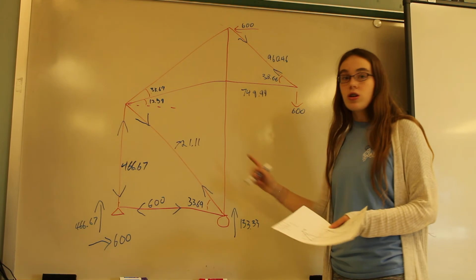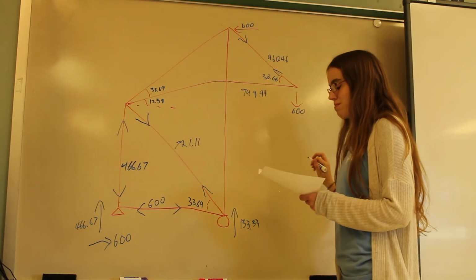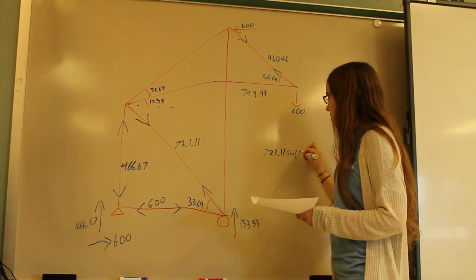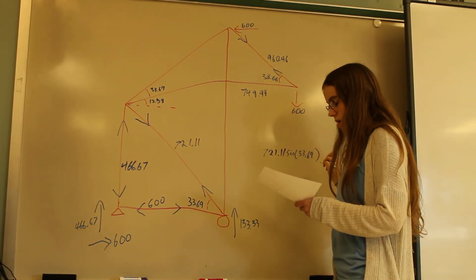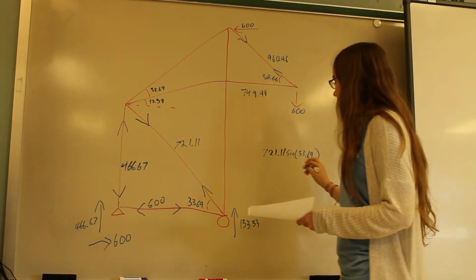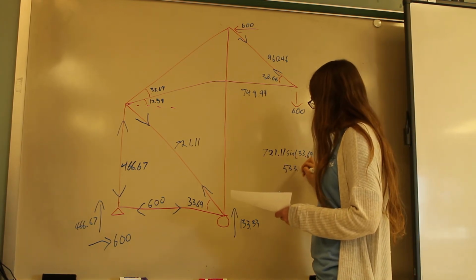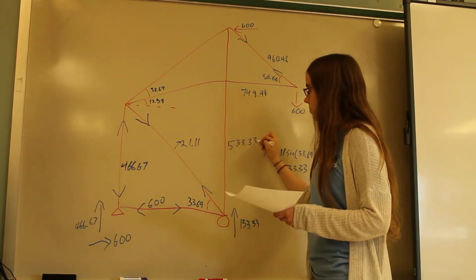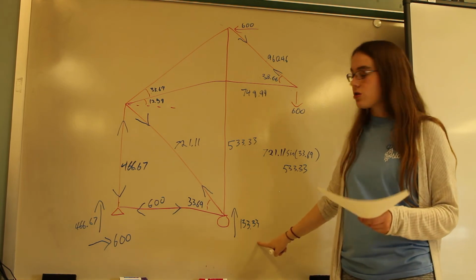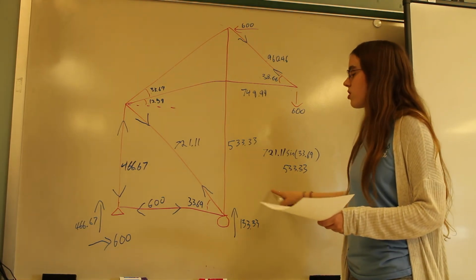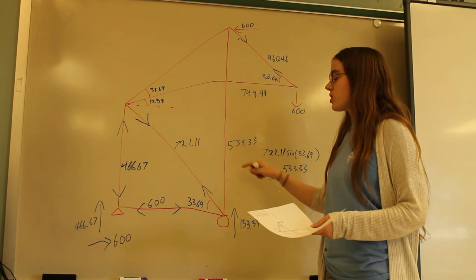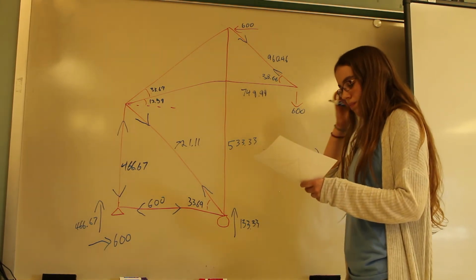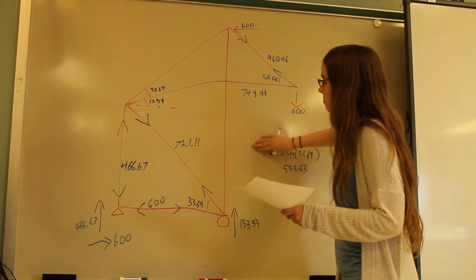So the vertical component of the beam we just made is 721.11 times the sine of 33.69. And so that gives us a value of 533.33. But the other thing is we also have this force over here that's pushing up 133. And this one is also pushing up by 533.33. So, oh, actually, sorry, I skipped this step.